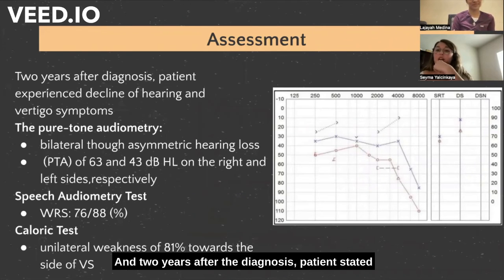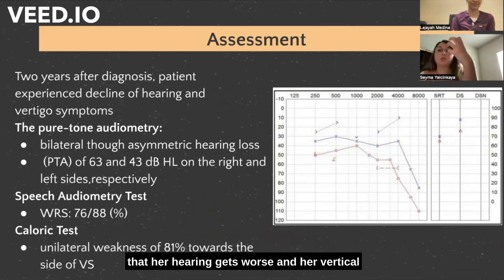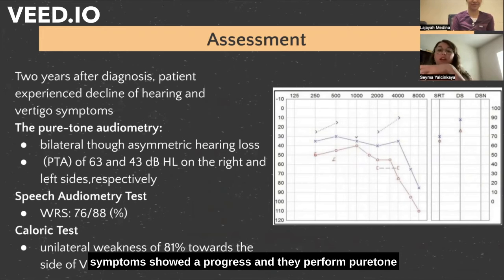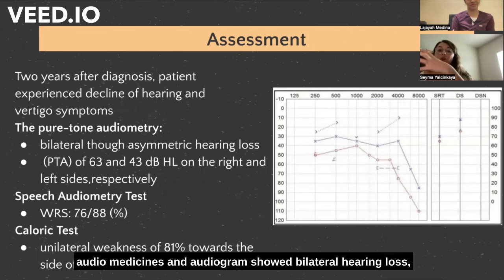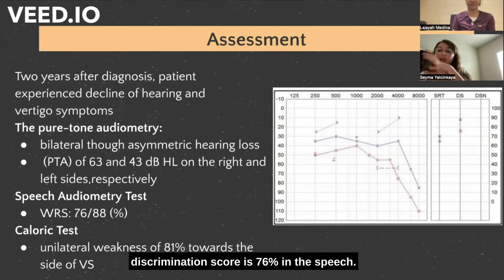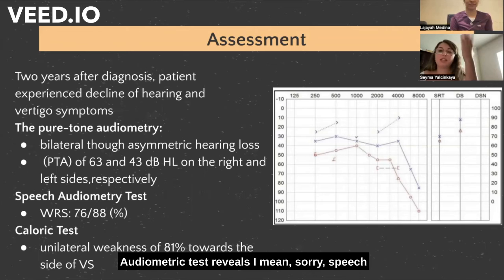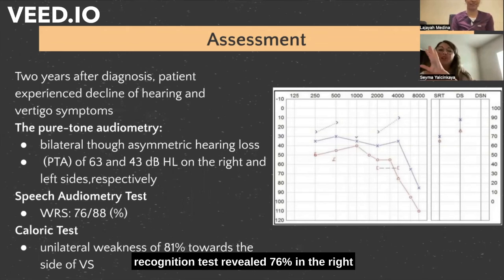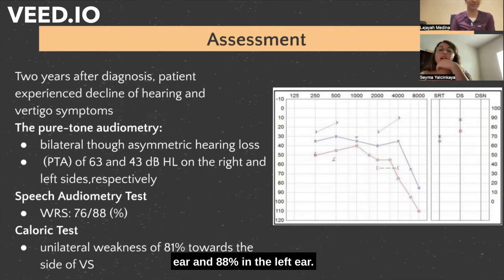And 2 years after the diagnosis, the patient stated that her hearing was getting worse and her vertigo symptoms showed progress. They performed a pure tone audiometry test, and the audiogram showed bilateral hearing loss, which suggests a right-sided sensorineural hearing loss and left-sided mixed hearing loss. The speech recognition test revealed 76% in the right ear and 88% in the left ear.